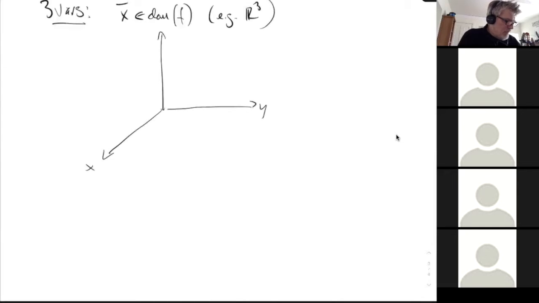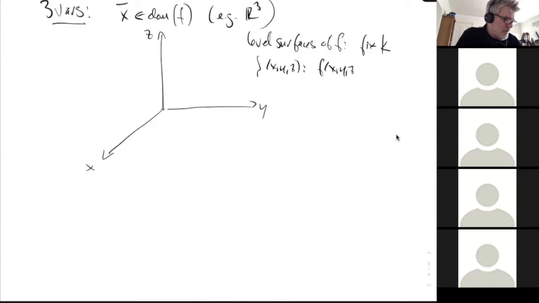So again, I'm not looking at the graph here. I'm looking at the domain of f. I take some point in the domain, and it sits in some level surface, right? So we have the level surfaces of f. You fix, let's say, some k, and you look at all the points x, y, z such that the value of the function is equal to that fixed value, like that.